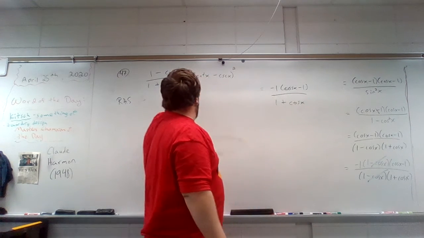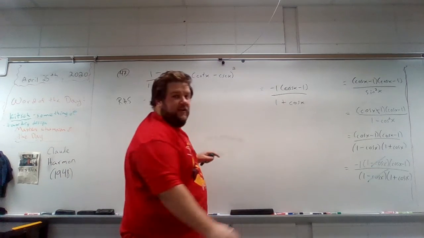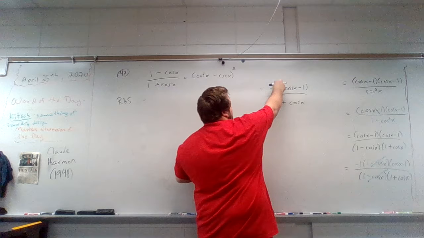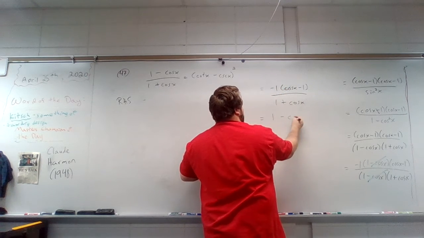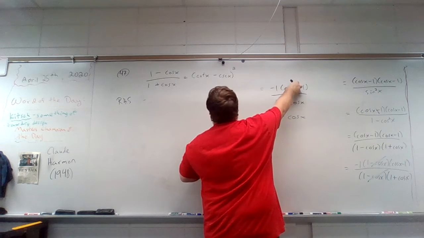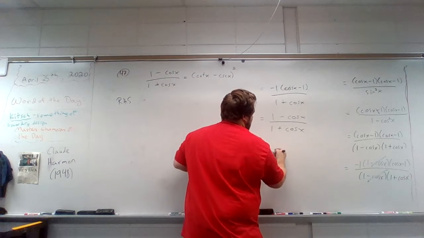So this would really give me negative 1 times cosine minus 1 over 1 plus cosine. Now, that's almost what I have here. You might see the only difference is they distribute the negative, right? The negative 1 times cosine is negative cosine. Negative 1 times negative 1 is 1. So really this is just 1 minus cosine over 1 plus cosine. Finally, the QED.